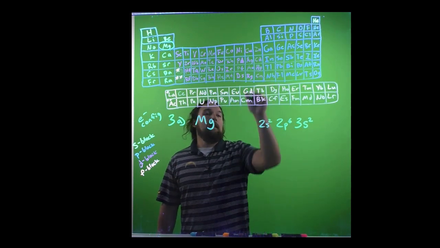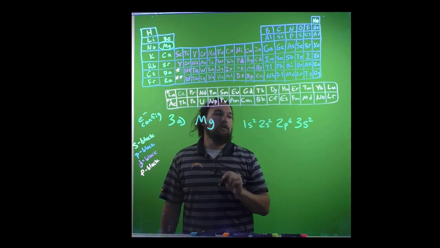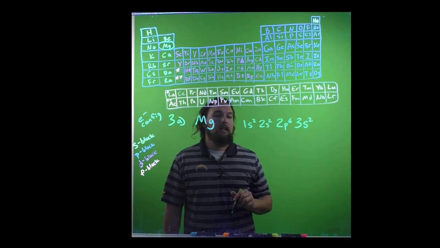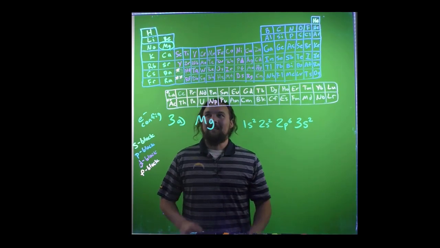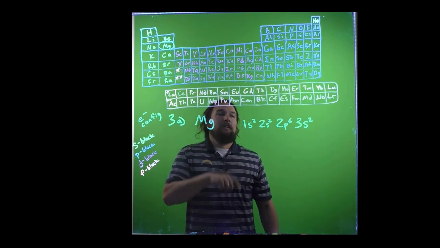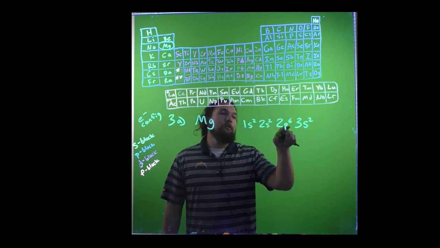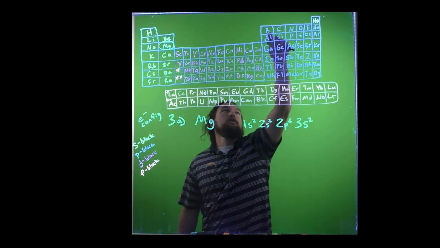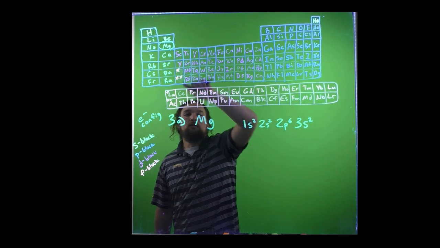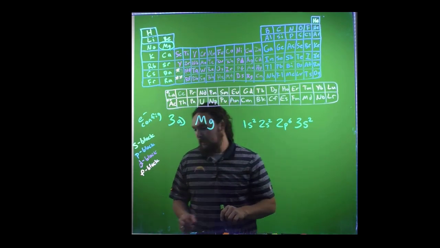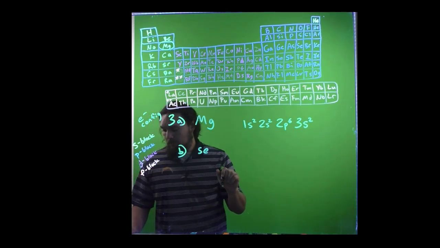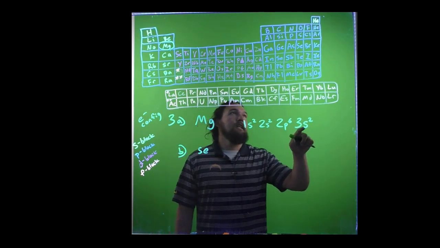And the one below that is 1s2. So this is the electron configuration for magnesium. 1s2, 2s2, 2p6, 3s2. So if we look at it, it goes 1s2, 2s2, 2p6, 3s2. And that's the electron configuration for magnesium. For selenium, for part B, and this is the full electron configuration.